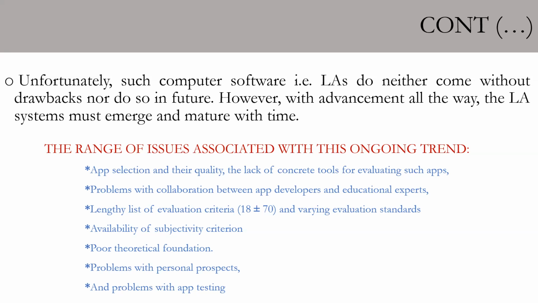And the next one is the problem with personal prospectus. Pupils see everything with respect to their personal prospectus. And the last one is app testing.